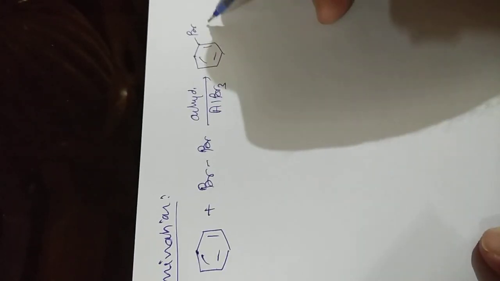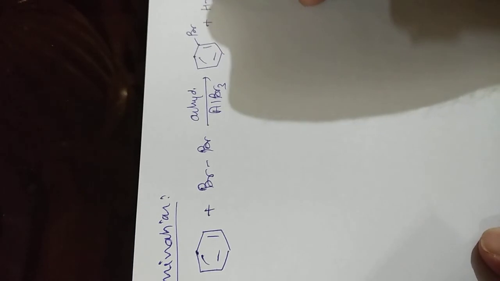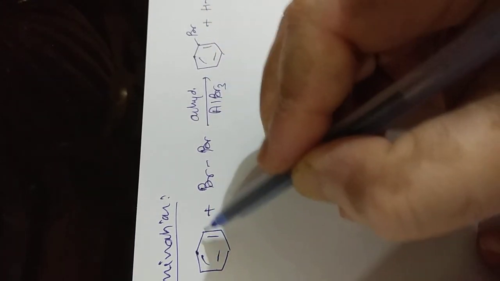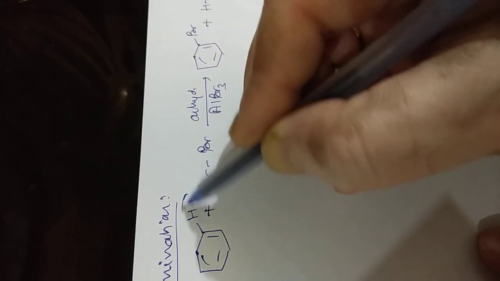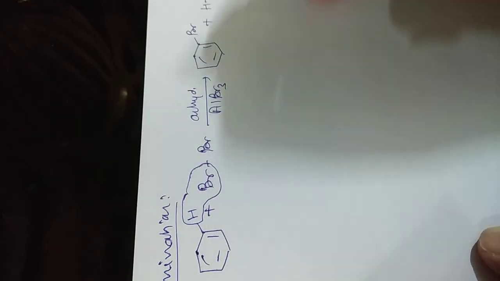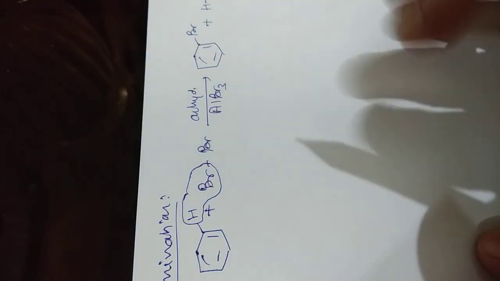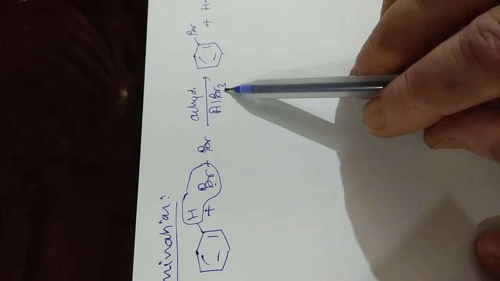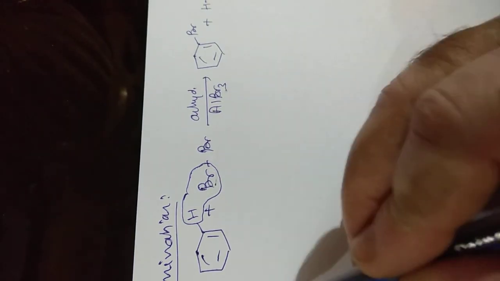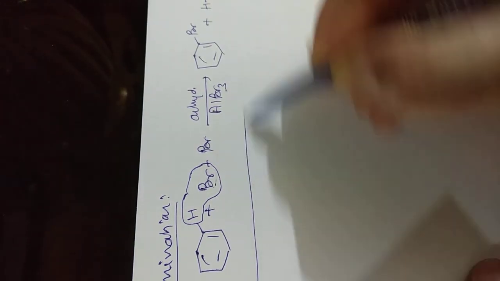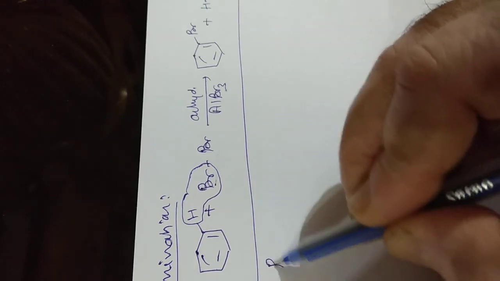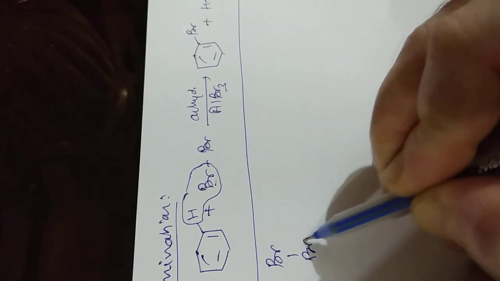Bromobenzene is formed and HBr is removed. In short, we can see HBr will be removed and bromobenzene is formed. Mind it, this is in short. Otherwise, what will be the first step of the mechanism? Only the first step will be different.